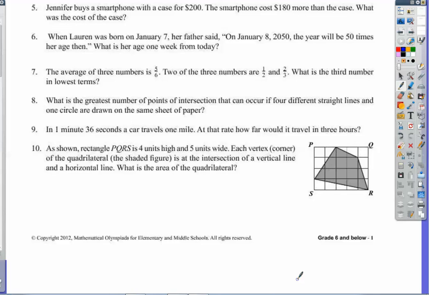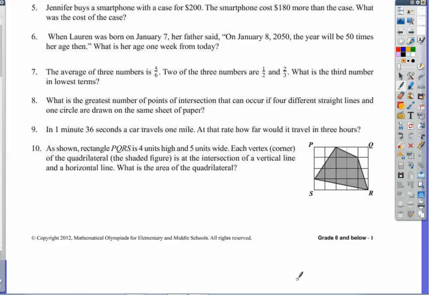All right, so here we have our second part of the individual competition in 2012. So here we go, number 6. Lauren was born January 7th, and her father said on January 8th, 2050, the year will be 50 times her age then. What is her age 1 week from today?